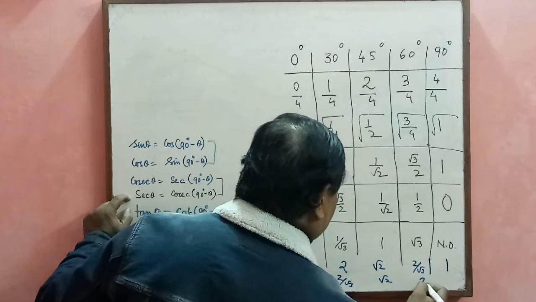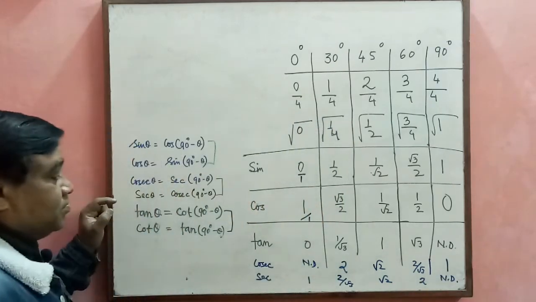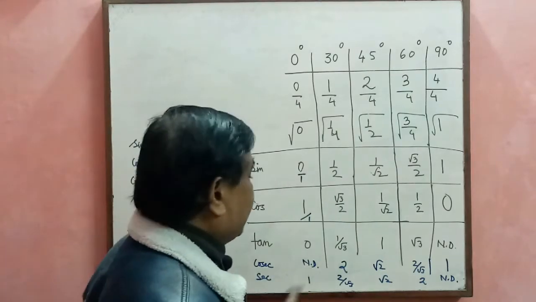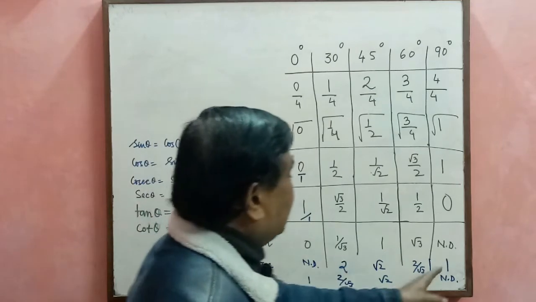This is 2. This is not defined. This way it is. Cosec 0 degree not defined. Sec 90 degree not defined. Sec 0 degree 1. Cosec 90 degree 1.